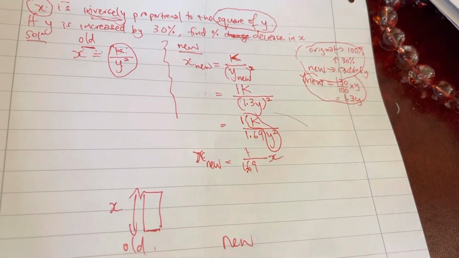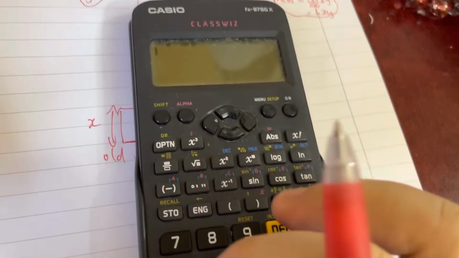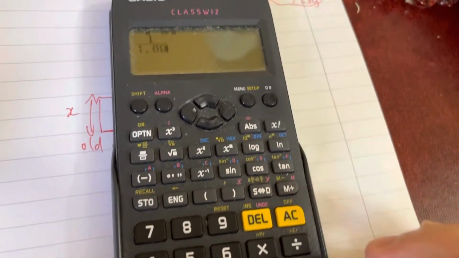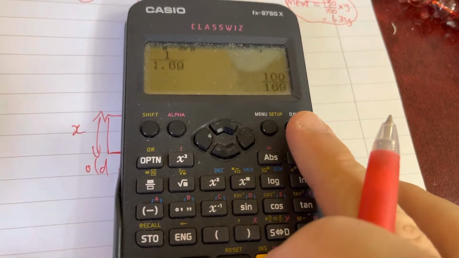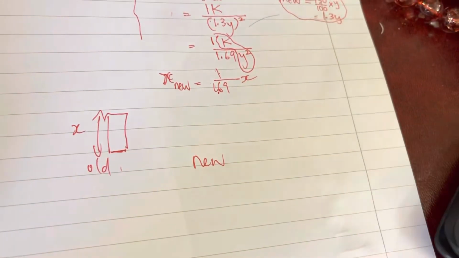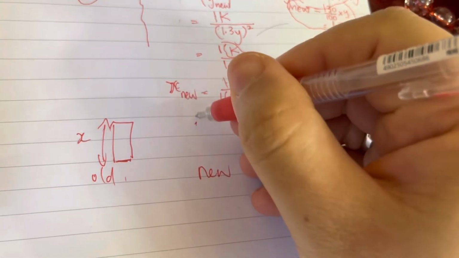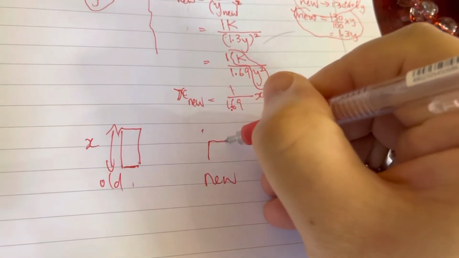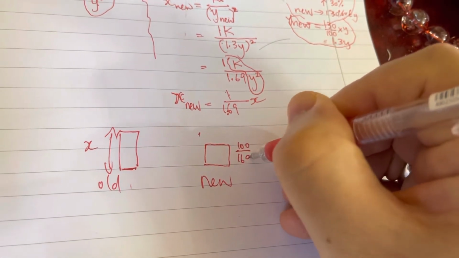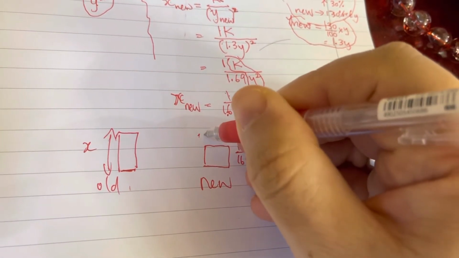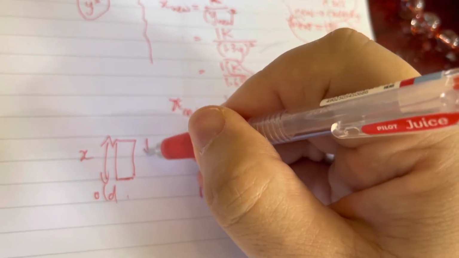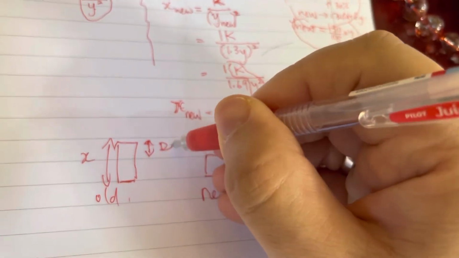When you press calculator, right, 1 over 1.69 is actually 100 over 169. That means it's not one whole, it's less than one whole, right? So it is not one whole, but it is 100 out of 169 of one whole. Okay, so this is the part that it has decreased.